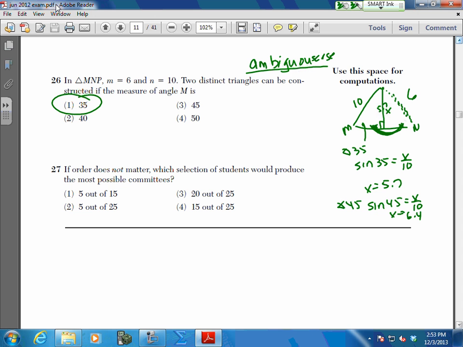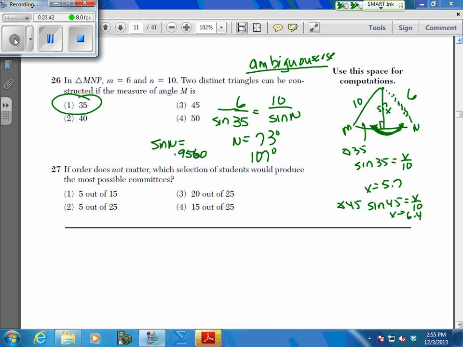Another way to do it is your law of sines. 6 over the sine of 35, and 10 over the sine of n. Remember, sine is positive in quadrants 1 and 2. That's what makes your ambiguous case. When you find this, you're going to find you can have 2 possible angles, a 73 degrees or a 107 degrees, because sine is positive in both of those quadrants.